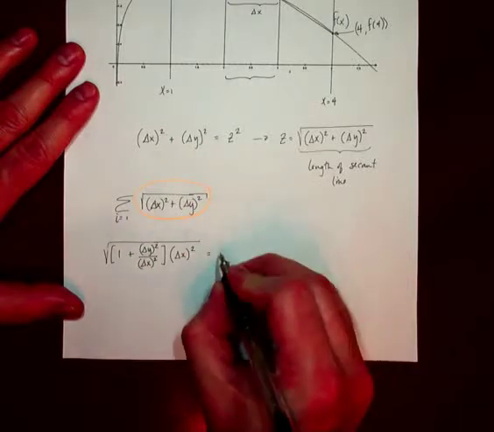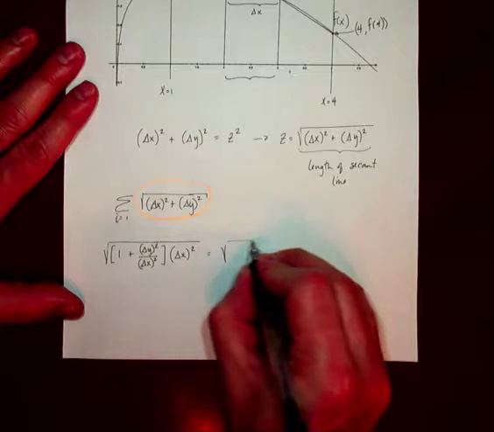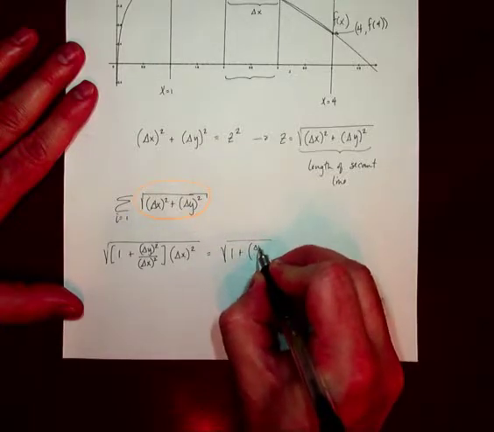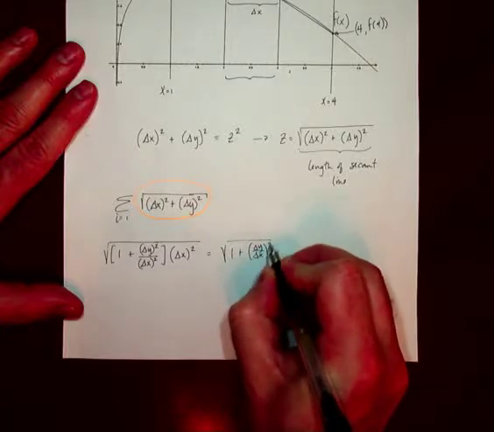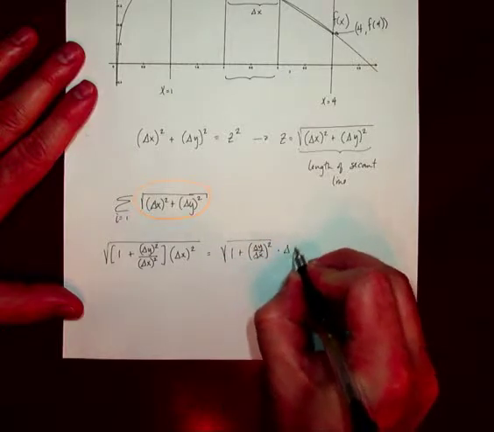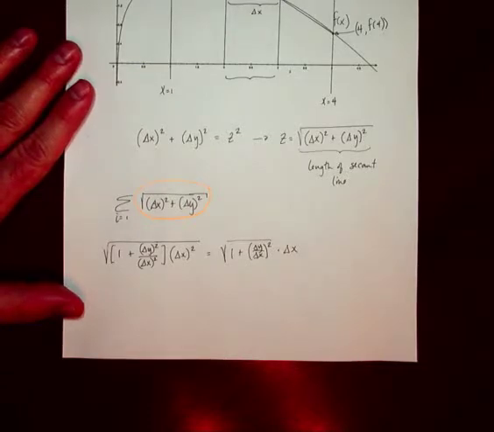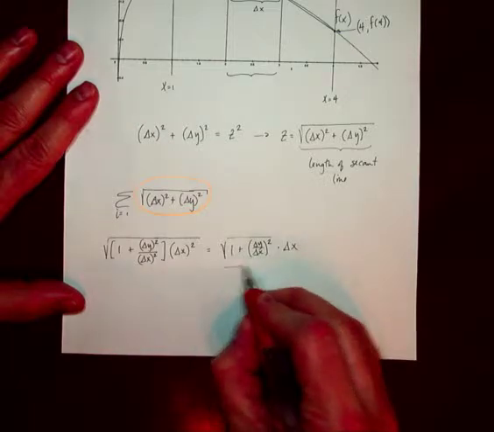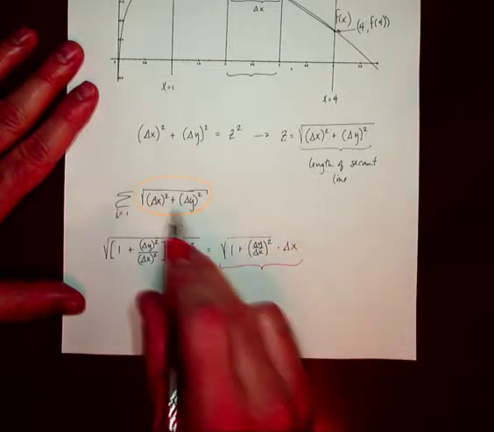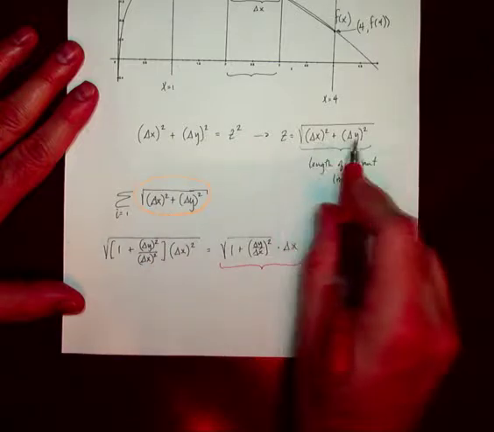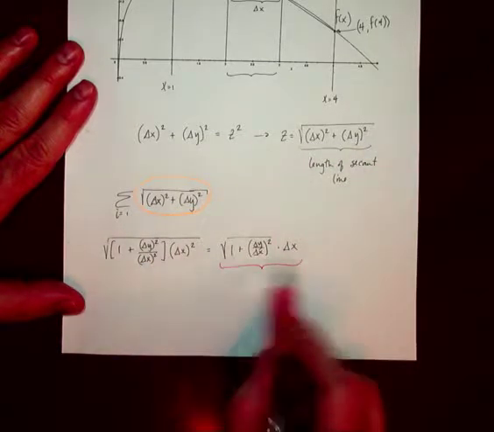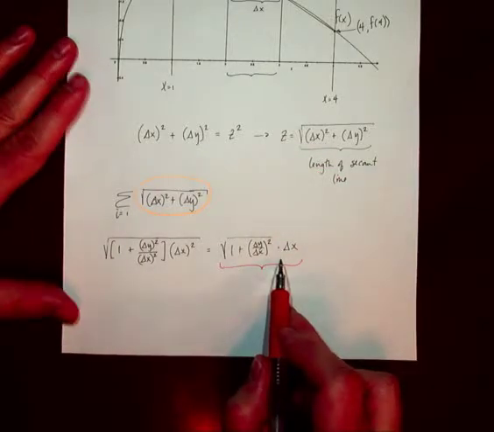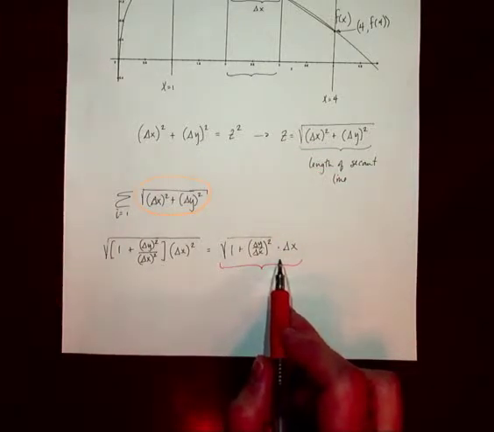Okay, well, let's go ahead and play with this just a little bit more. And we have the square root of 1 plus delta y over delta x, squared, times delta x. Well, that winds up being a whole lot more useful. And of course, this, while it's in a different form, means the same thing as this up here, right? Basically, this is just that transformed by a few algebraic tricks, okay?